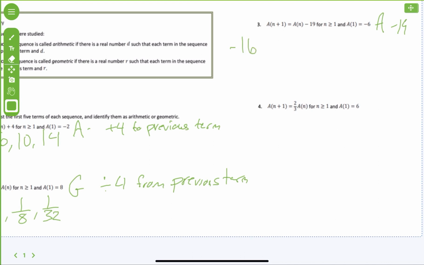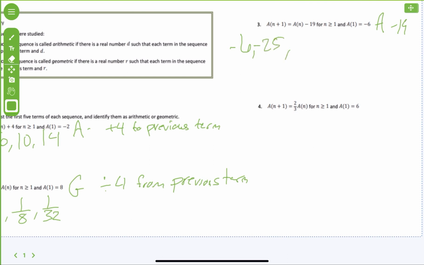What's -16? Ooh, this one might be a little tricky. Did I write 16? Oh, sorry, not -16. That's -6. What's -6 minus 19? -25.